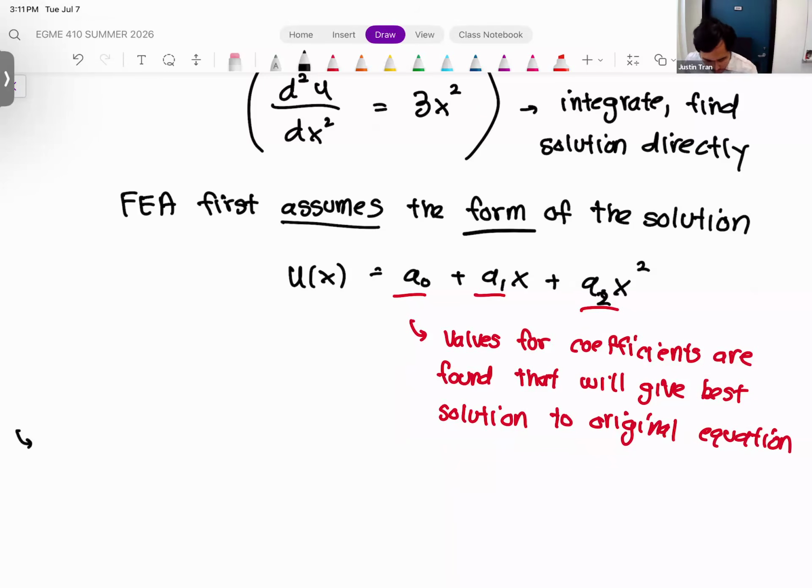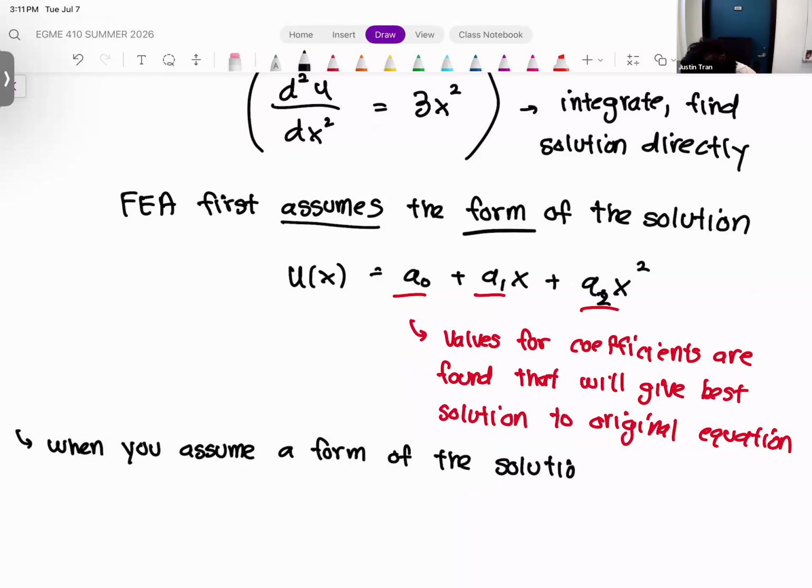When you assume the form of the solution beforehand, you lock yourself into what the solution is going to look like. Any type of solution behavior that occurs outside of your assumed form is really impossible to account for.